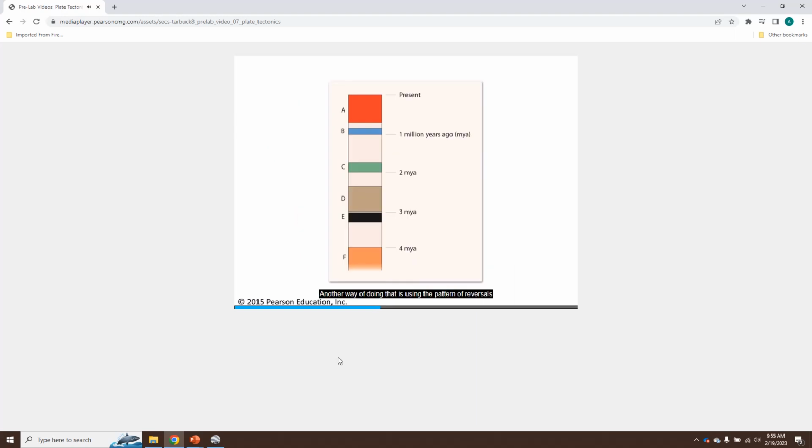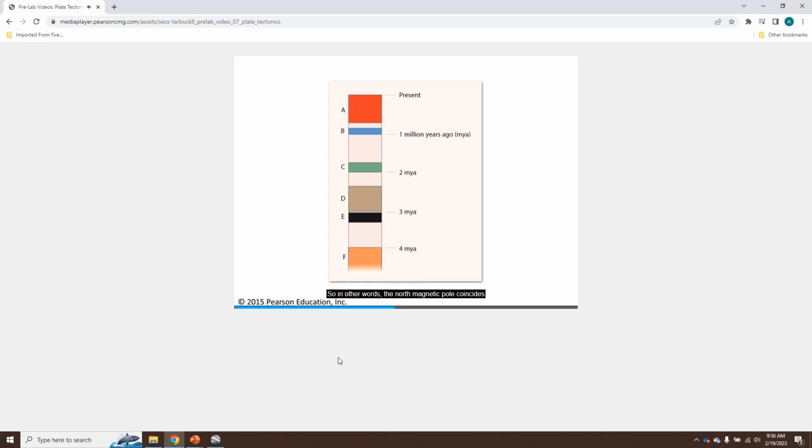Another way of doing that is using the pattern of reversals in Earth's magnetic field. This colorful looking diagram here is basically a time scale that's based on magnetic reversals, where each of the colored blocks refers to a period of time when the Earth's magnetic field was the same as it is today.